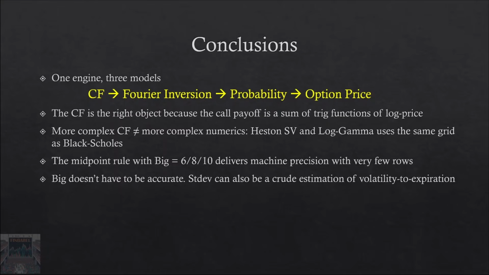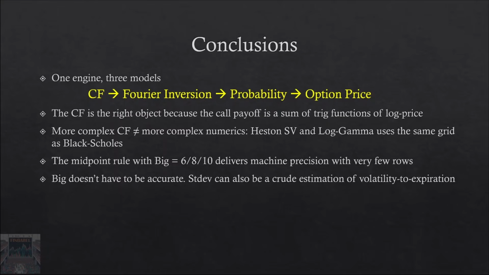Now, the reason this works so well is that the characteristic function is the right object for this problem. The call payoff can be represented as a sum of trigonometric functions in log price. And since trigonometric functions are closely related to complex exponentials, taking expectations naturally leads us to characteristic functions. That's why everything fits together so cleanly. Another important point is that a more complex characteristic function does not mean more complex numerics. Even when we move from Black-Scholes to Heston or log-gamma, the numerical procedure stays exactly the same. We're still using the same grid, the same midpoint rule, and the same integration structure. Only the characteristic function itself changes.